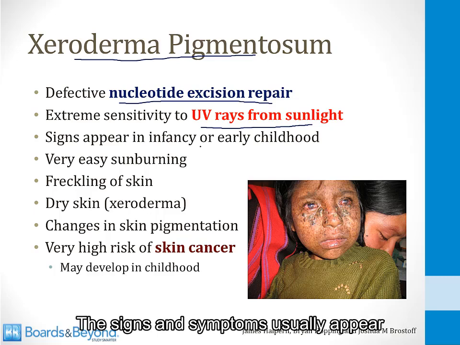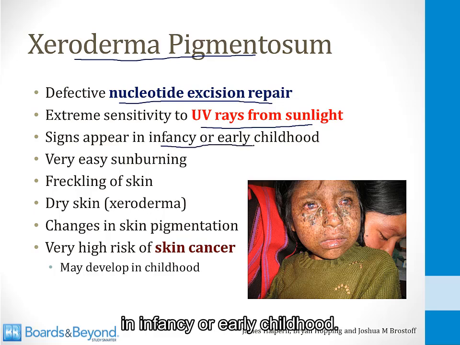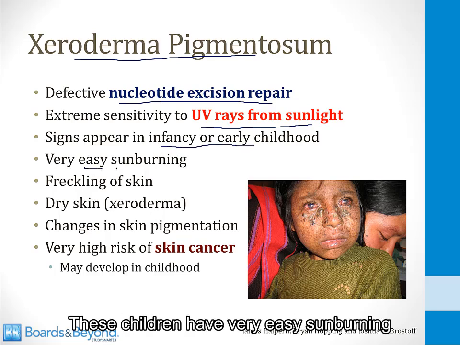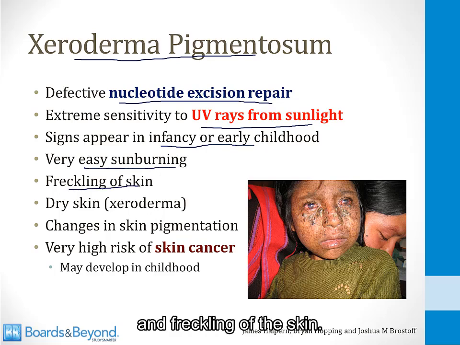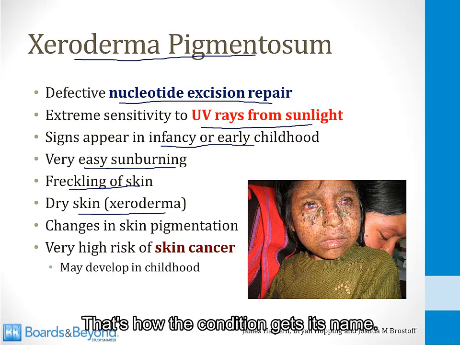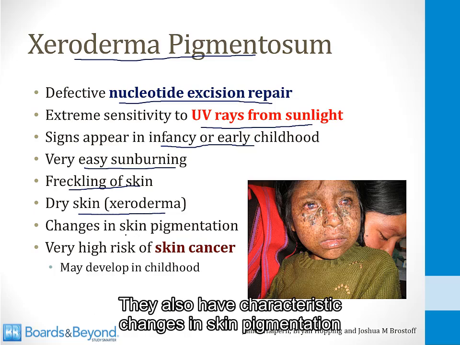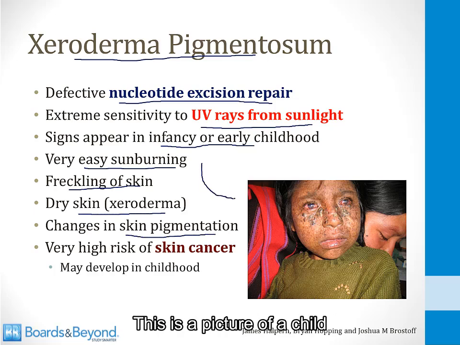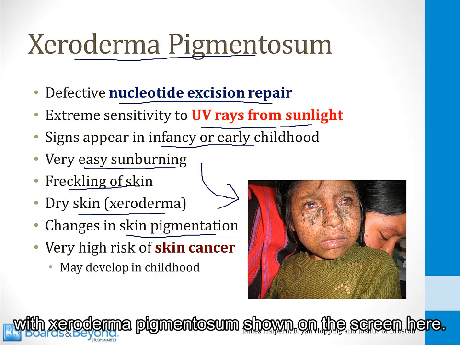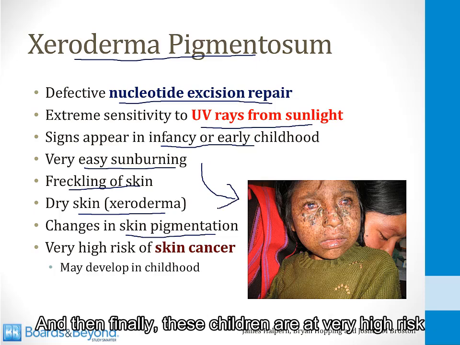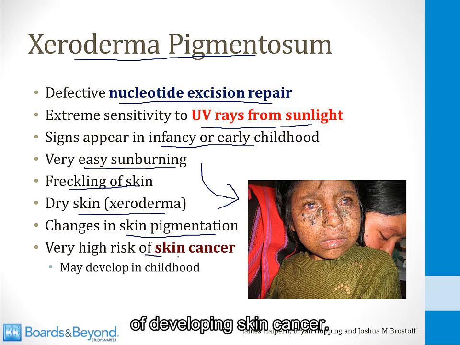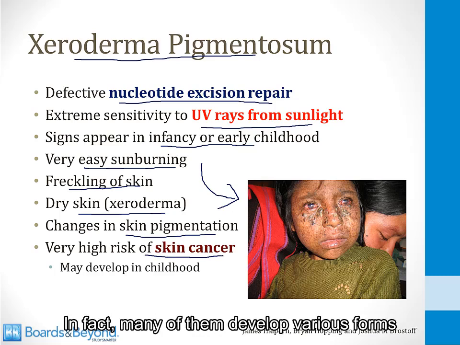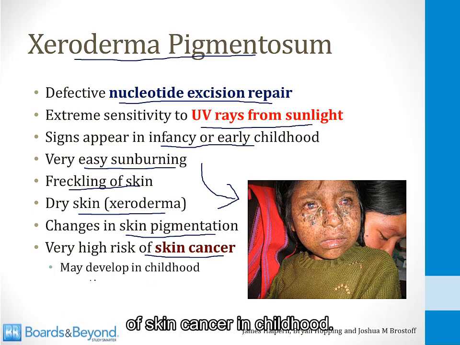The signs and symptoms usually appear in infancy or early childhood. These children have very easy sunburning and freckling of the skin. Their skin is dry. That's called xeroderma. That's how the condition gets its name. They also have characteristic changes in skin pigmentation, which is also how the condition gets its name. This is a picture of a child with xeroderma pigmentosum shown on the screen here. And then finally, these children are at very high risk of developing skin cancer. In fact, many of them develop various forms of skin cancer in childhood.